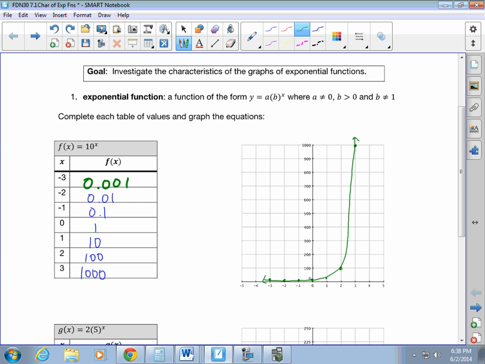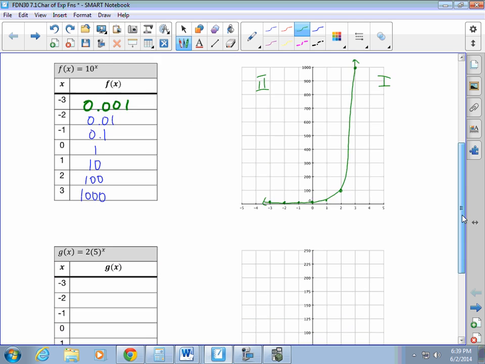So remember, when we're reading these equations, we always read from left to right. So this equation would start in quadrant 2 and would end eventually in quadrant 1. So it gets closer and closer and closer to 0, but it doesn't cross that 0.